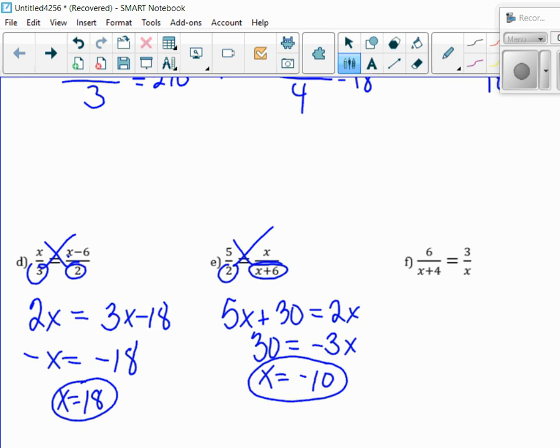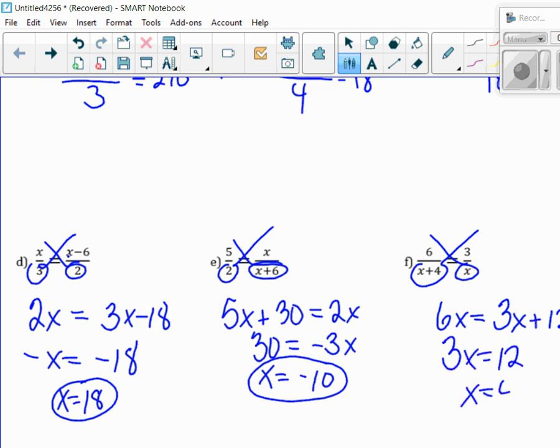Okay? What about this one? Cross up, cross up. Yes? What do we get on the left side? 6x. What do I get on the right side? Very good. So just got to remember to distribute that to both terms. So then if I move this over, I get 3x equals 12. So x equals 4. Everybody good with that? Yeah? Have you seen this before? Is that a yeah? No?